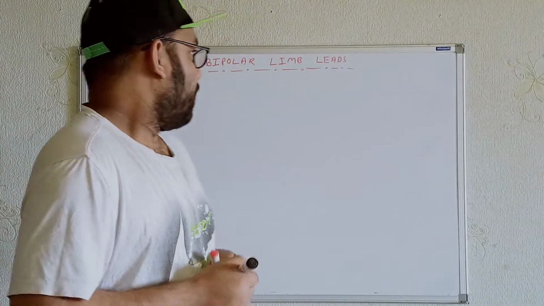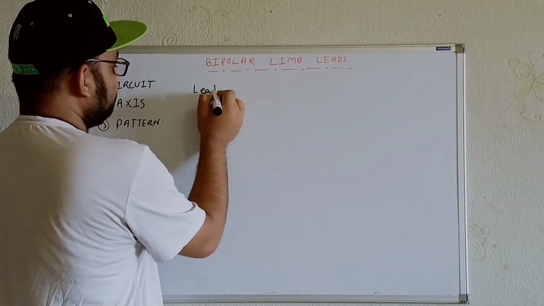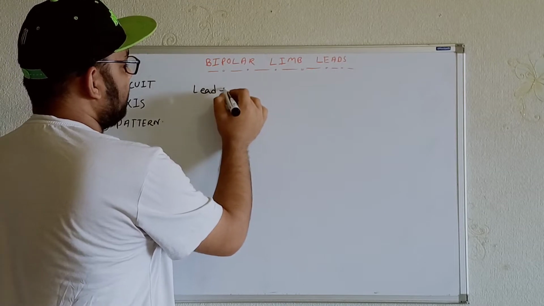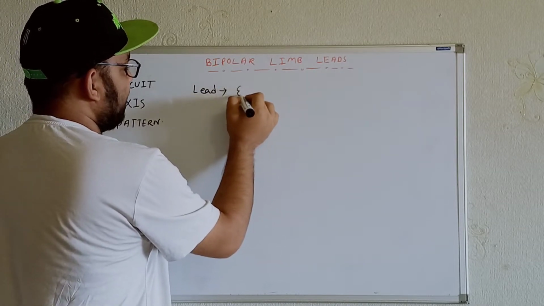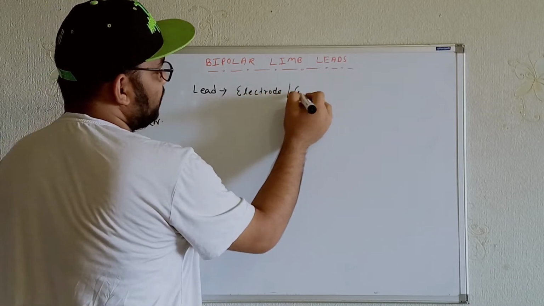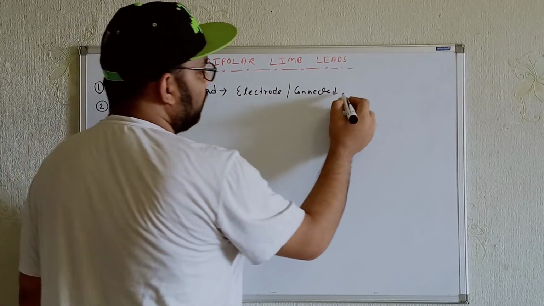Now, if you write it over here: what is a lead? We can write it this way, as the electrode that is connected with the wire. I'll show you in the diagram.